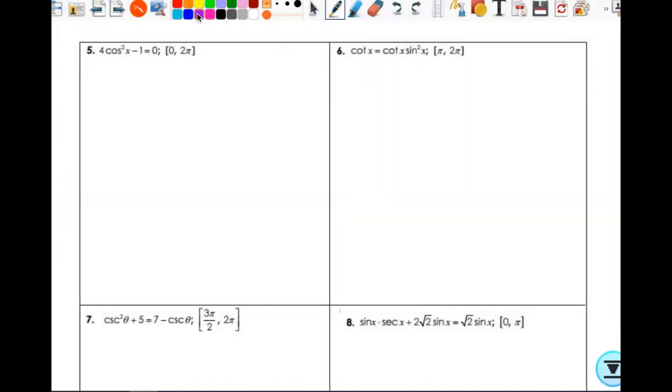All right, so 4 cosine squared x minus 1 equals 0. It is a quadratic. It is set equal to 0. I only have 2 terms, so the first thing I should ask myself is, is this a difference of squares? Yes, it is. Then I can factor it as such. This would be 2 cosine x plus 1 times 2 cosine x minus 1 equals 0.